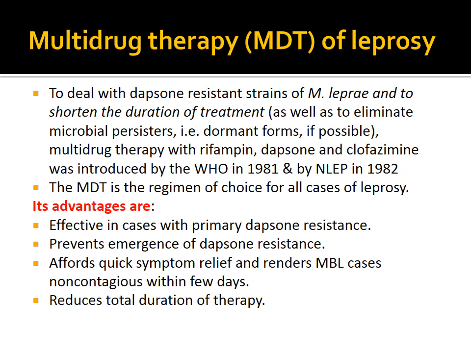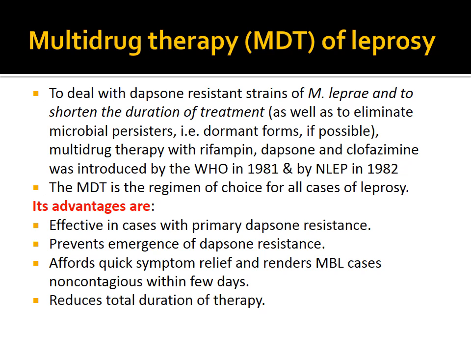The chances of developing resistance to Dapsone become less. Third, it affords quick symptom relief and it renders MBL cases non-contagious within a few days. So the symptoms of the patients improve rapidly, like the skin lesions and the ongoing nerve damage, not what has already happened but what is ongoing. And it renders MBL cases non-contagious so that they cannot transmit the disease to another person. Fourth, it reduces the total duration of therapy.